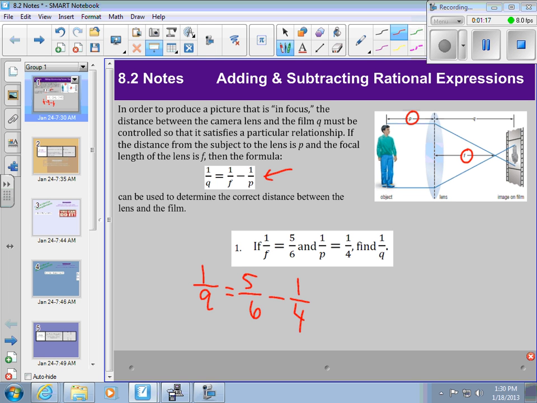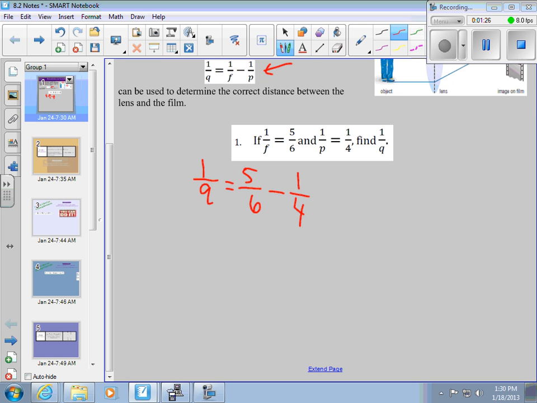We can find this answer now if we can subtract those fractions. Now recall, we talked about fractions. If you want to add or subtract fractions, we need a common denominator. Well, what is a common denominator between 6 and 4? In order to find that, what we want to find is the least common multiple between 6 and 4. So the least common multiple, or LCM, would be whatever number is the smallest one that both 6 and 4 are factors of.